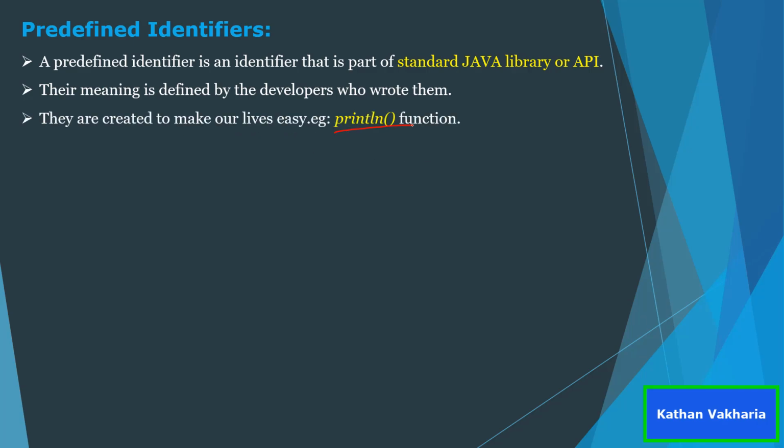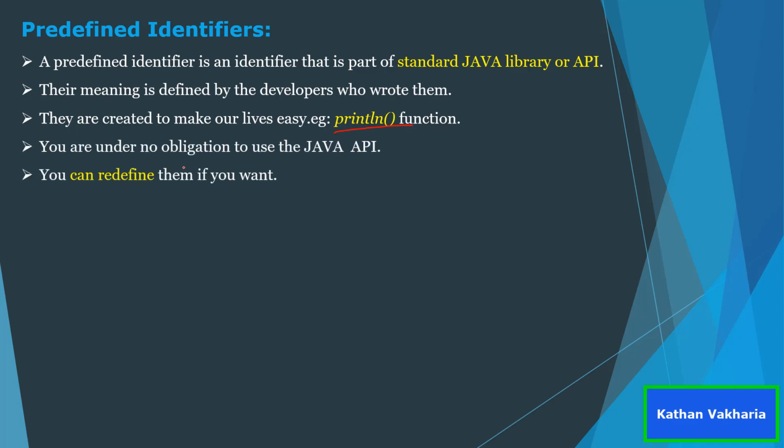This println function, yeah, this println function is also a part of the standard Java library. The developers thought that printing items in the console is a very common task, so why don't we define a function named println? So they just defined it. You are under no obligation to use the Java API. You can redefine them if you want. These two are very important statements. It is not mandatory that you use the println function.